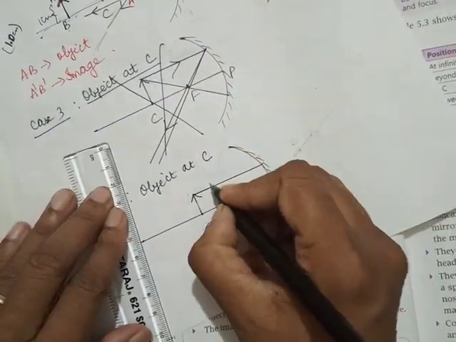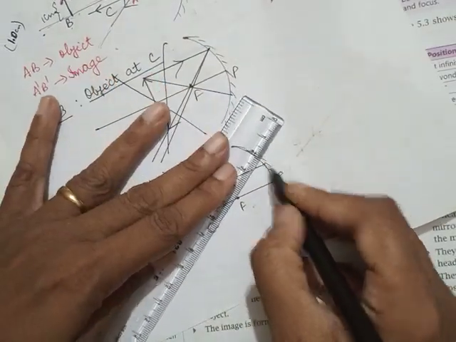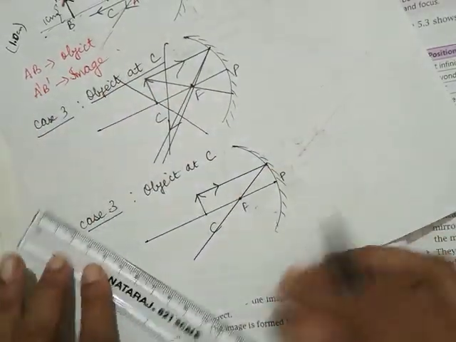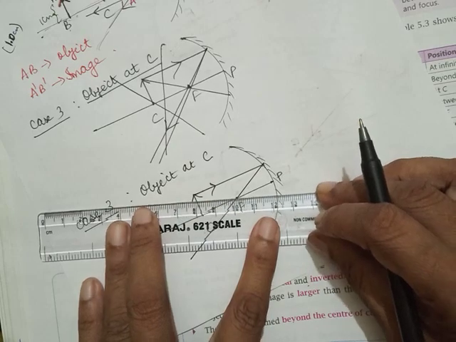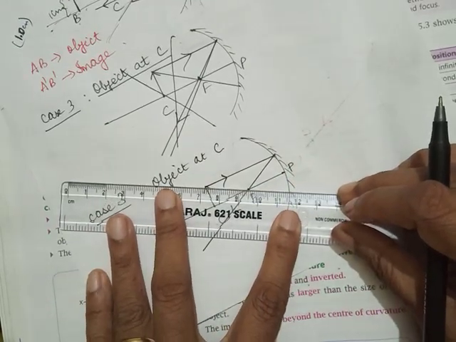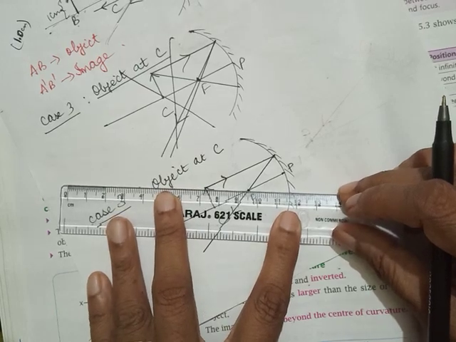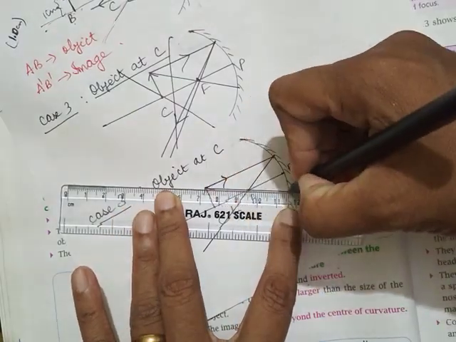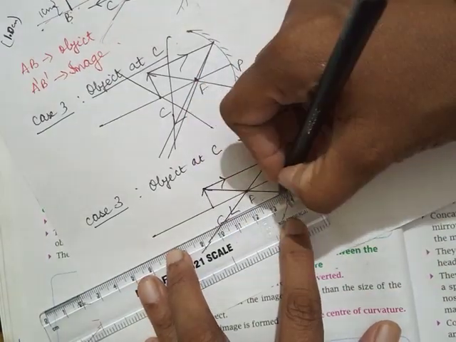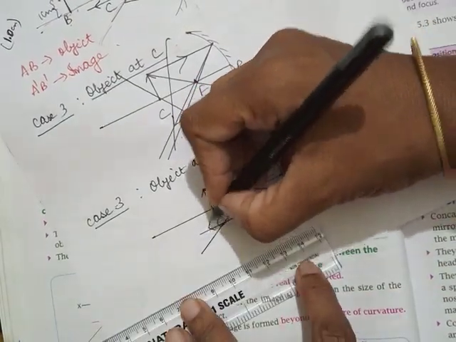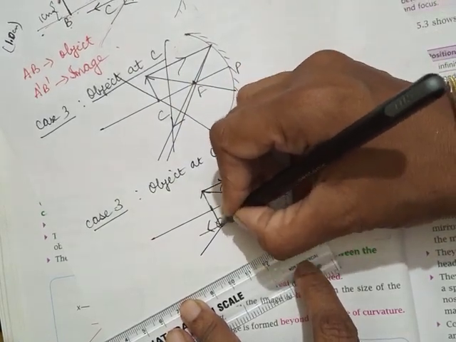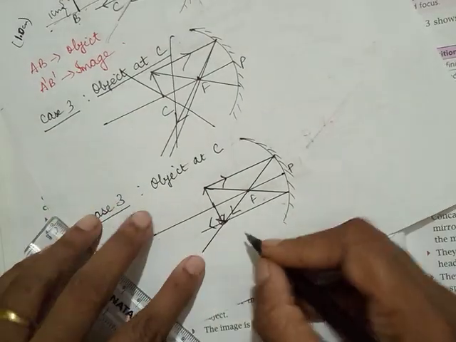First ray parallel to principal axis. After reflection passes through principal focus. Second ray, this is the reflected ray. Second ray passing through principal focus, after reflection goes parallel to the principal axis. Now these two rays will meet here.